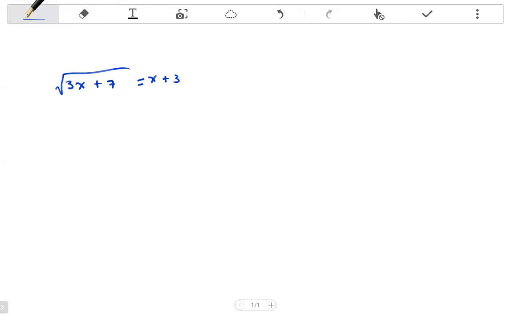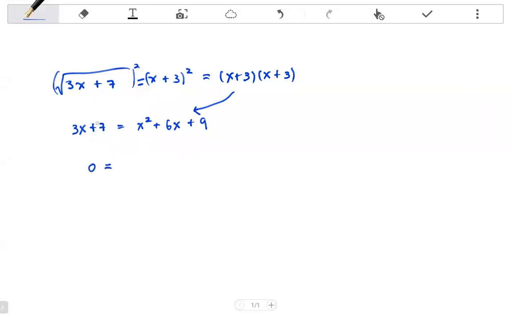Once again, our radical is already isolated, so we can start by raising it to the power of 2. That leaves 3x plus 7 equals x squared plus 6x plus 9. If you expand that and FOIL it, it will become this trinomial. Okay, and now we set it equal to 0, right?